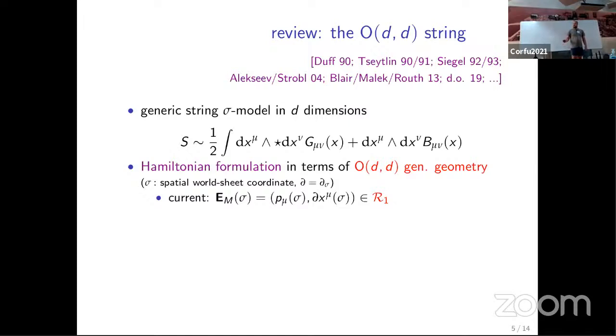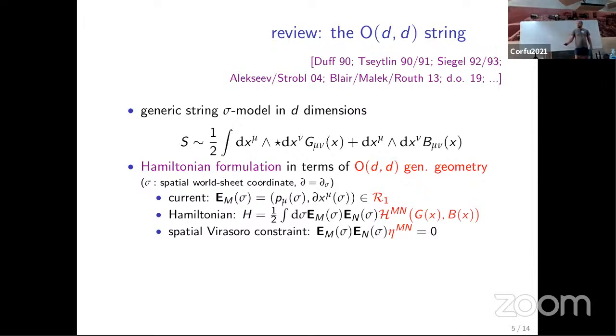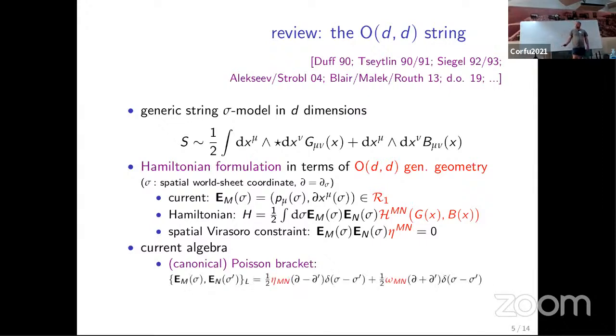And if we trace the Hamiltonian and the Virasoro constraints in that way, we see that basically the Hamiltonian or time-like Virasoro constraint is determined by the generalized metric, and the spatial Virasoro constraint is determined by this invariant metric. What's still missing is the Poisson structure. If we compute using the canonical Poisson brackets for P and X, we get one term determined by the invariant metric and one term determined by the omega symbol, where this weird sum of two derivatives with respect to sigma and sigma prime appears.